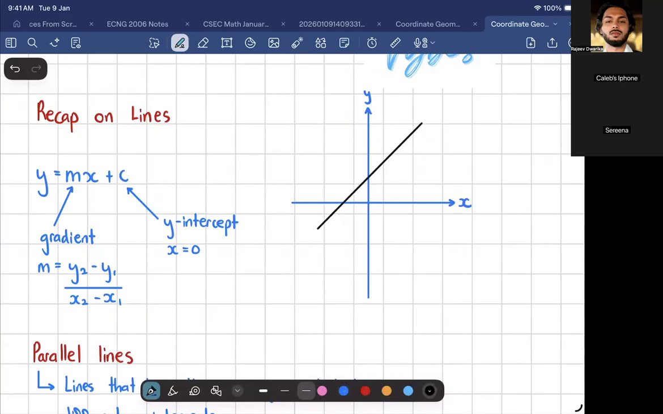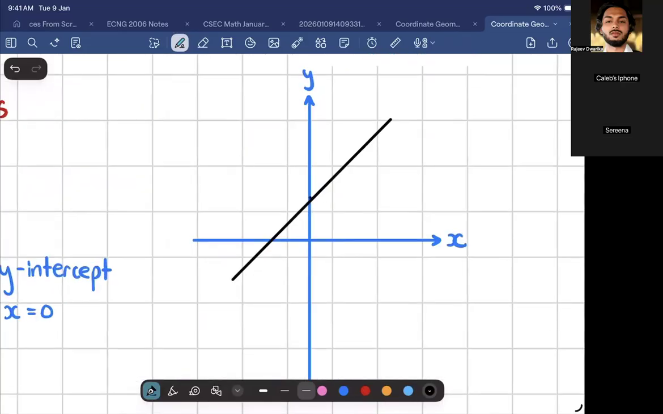So Caleb, you see where the line cuts the y-axis over here? Yeah, that is what we call the y-intercept. That's the c value.